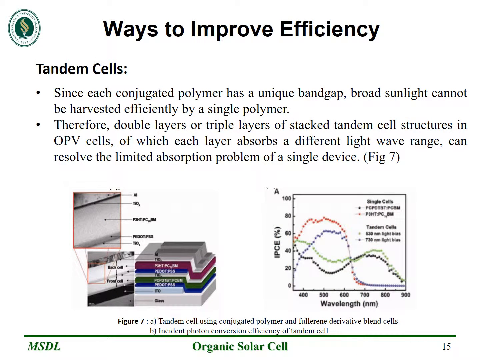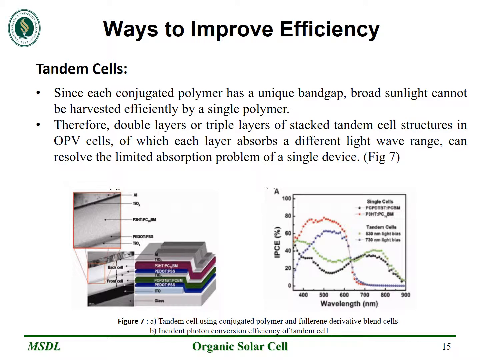The strategy for enhancing absorption efficiency of OPV cell is the building of the tandem cell. Since each conjugated polymer has a unique band gap, broad sunlight cannot be harvested efficiently by a single polymer. Therefore, double or triple layer stacked tandem cell structures are used in OPV cells. Due to this, each layer absorbs a different light wavelength range and can resolve the limited absorption problem of single layer devices. However, to fabricate well-performing tandem cells, challenging technical issues should be carefully considered.